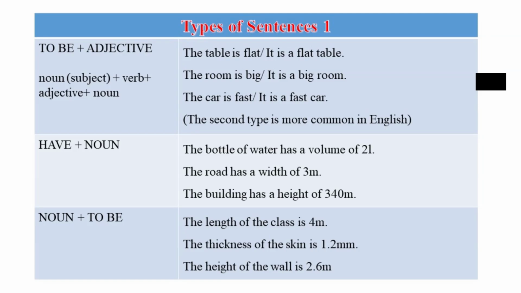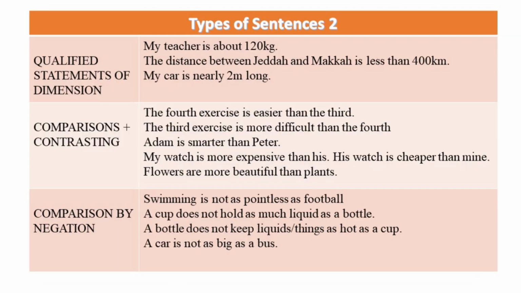Now which one is the best? You can use whatever suits you the best. Try to use all the three types as you can make a variety of sentences in your paragraph. Next, let's go to the next type. How do we express dimensions in terms of weight, distance, or length? We need to use prepositions like about or adverbs like nearly.